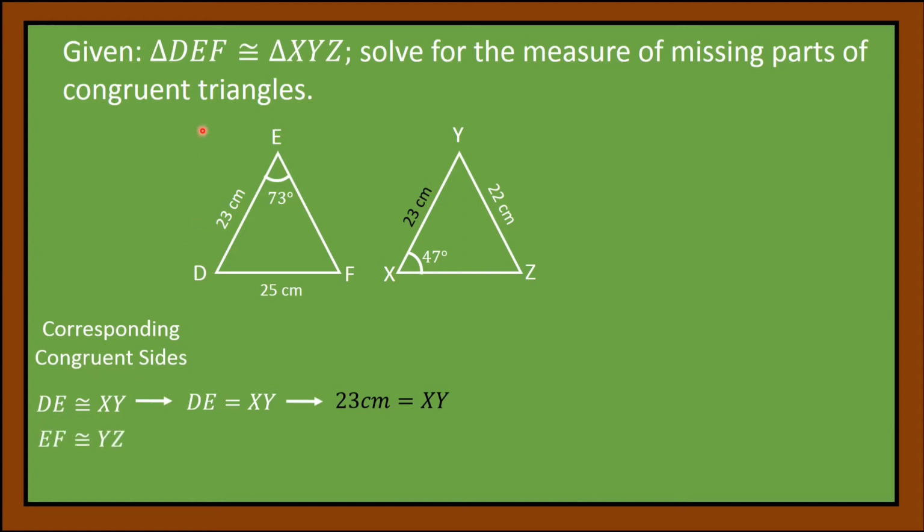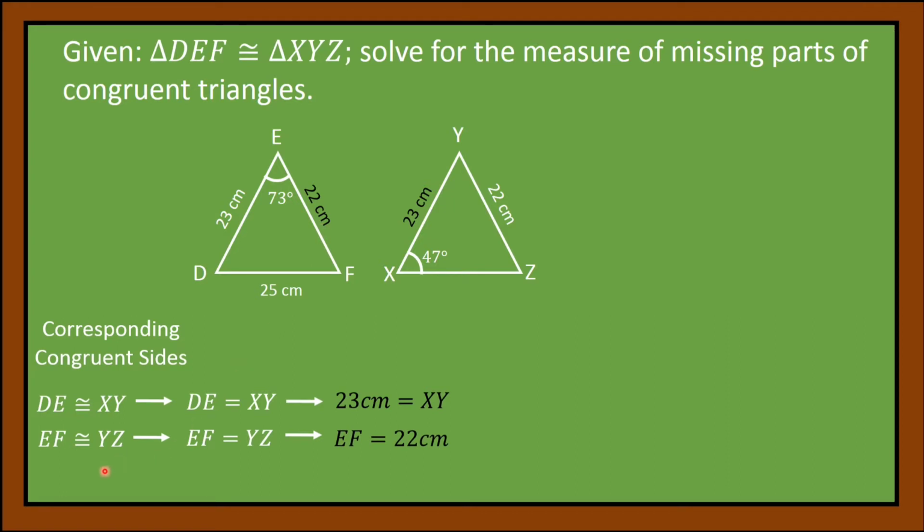Okay, next, another corresponding congruent sides. We have side EF is congruent to side YZ. This is our side EF at ito naman yung ating side YZ. Since sila ay congruent, ibig sabihin, side EF is equal to side YZ. It means that kung ang YZ ay equal sa 22 cm, side EF will be also equal to 22 cm. Ito yung magiging measurement ng ating side EF.